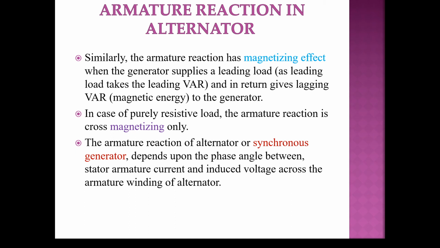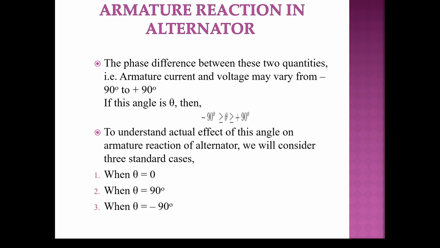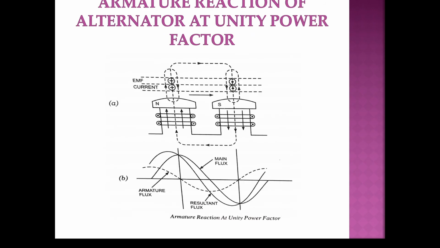Armature reaction of alternator depends on phase angle between the stator armature current and induced voltage. Okay, the armature reaction will depend upon the phase angle between the armature current and induced voltage across the armature winding of alternator. So the phase difference between these two quantities, that is armature current and voltage, may vary from minus 90 degrees to plus 90 degrees. That is, theta is lying between the range plus 90 and minus 90. Let us consider three standard cases, that is theta equal to 0, theta equal to 90 degrees, and theta equal to minus 90 degrees.